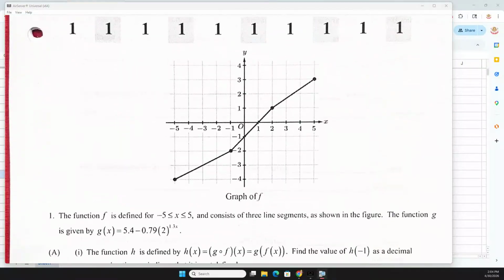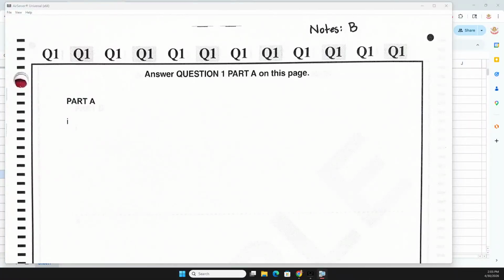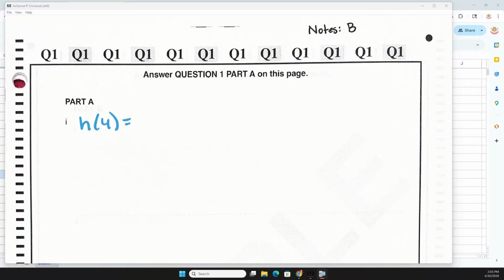So on your booklet, and remember your question is going to be on a computer, so you will not be able to write on the question. So everything we're just going to write in the booklet. And so you would write H of 4 is equal to G of F of 4. All right, and then where would you start? F of 4. And so F of 4 is going to come from the table. And so what is F of 4? 5. So you look when X is 4, the function is 5.